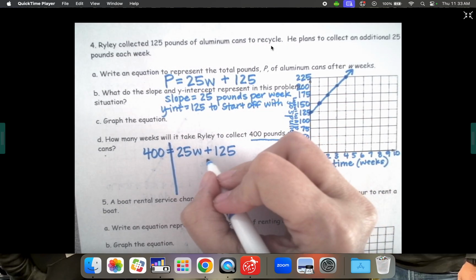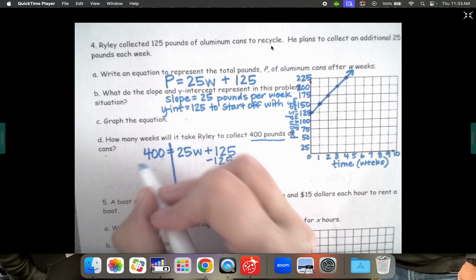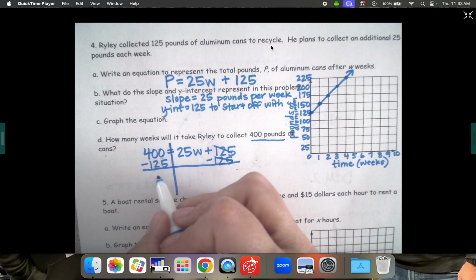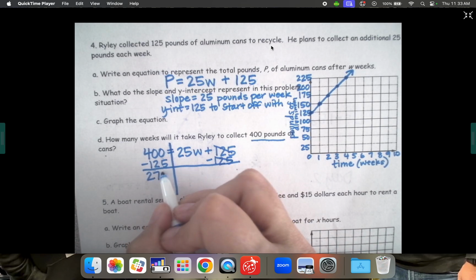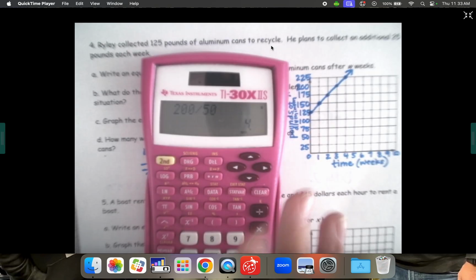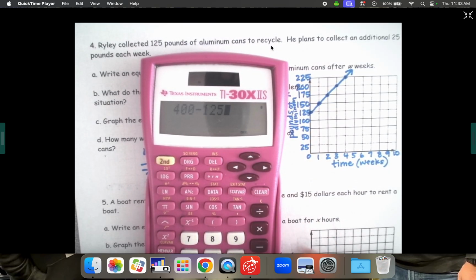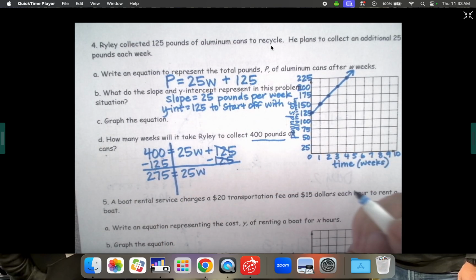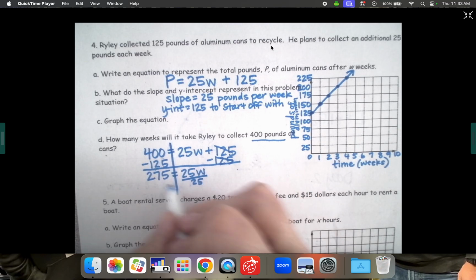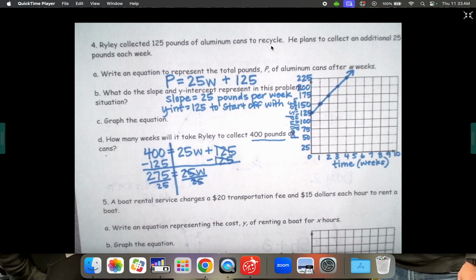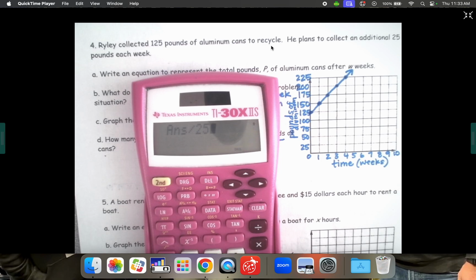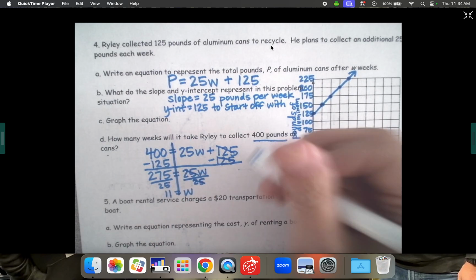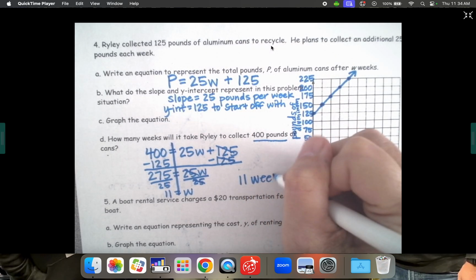Okay, so then you're going to subtract 125 from each side. 400 minus 125 is 275. You might double check that in your calculator. 275, yep, equals 25W. And your last step is you'll divide by 25 on both sides. This is just solving equations. I know we've done this before. It's been a long time ago though. W is 11. So 11 weeks is how long it would take to save that much.